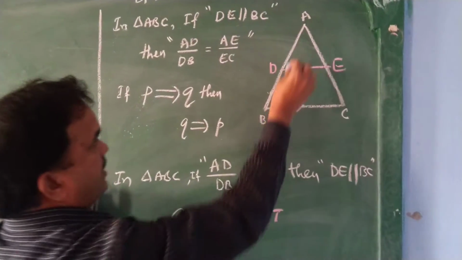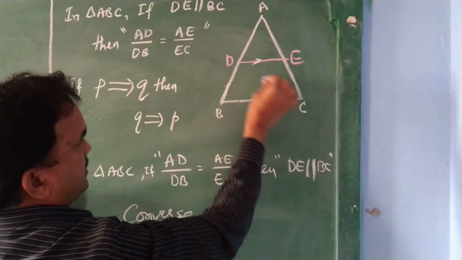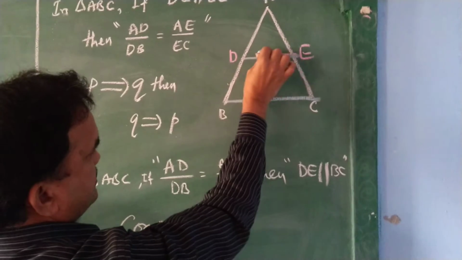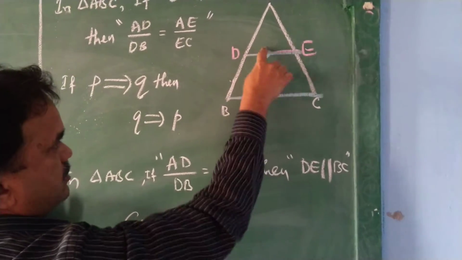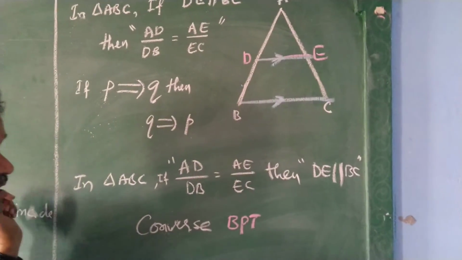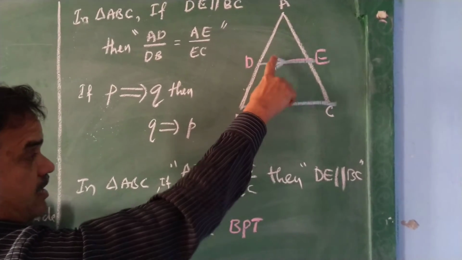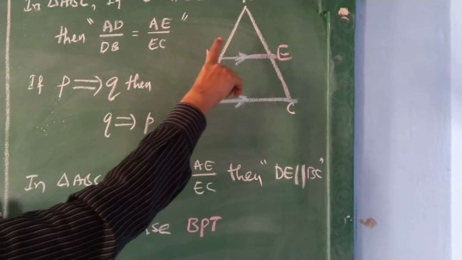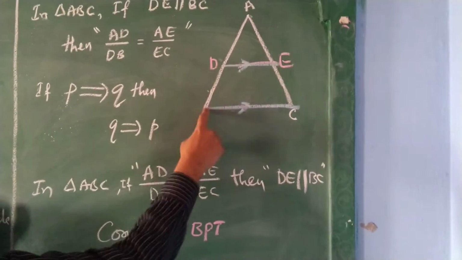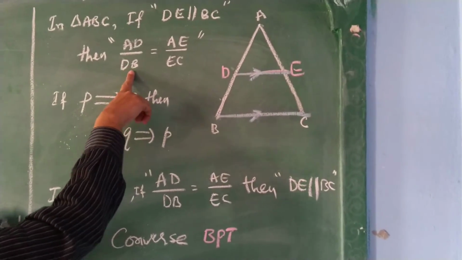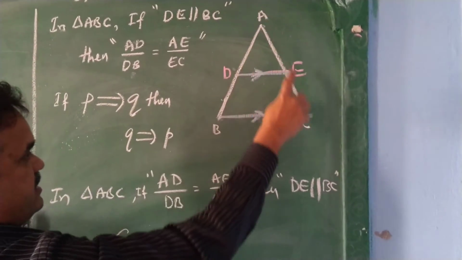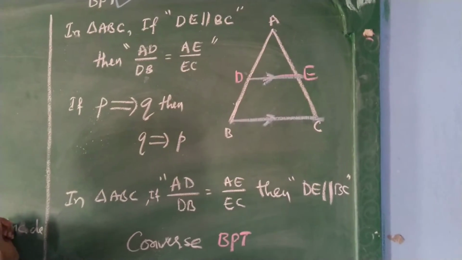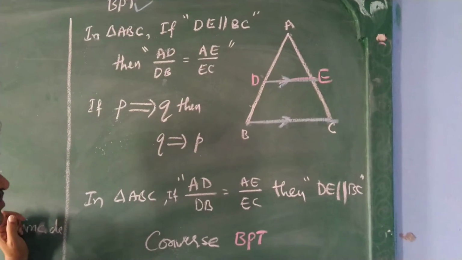In triangle ABC, DE is parallel to BC. This is the symbol for parallel. Here DE is parallel to one side of the triangle. The condition is AD by DB is equal to AE by EC. This is the BPT, from the previous class.